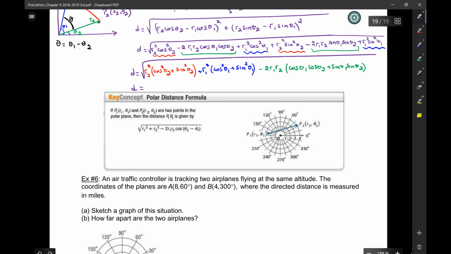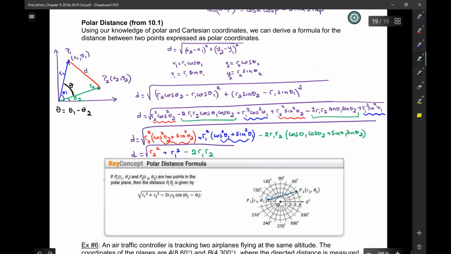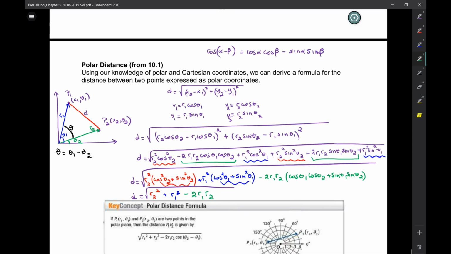D equals, hey guys, what's this in the red parenthesis? Sine squared something plus cosine squared the same thing? It's just 1. Sine squared theta plus cosine squared theta is just 1. So that becomes a 1, and now I just have R2 squared. And what's this thing in the blue? Plus R1 squared, because that's just a 1. Now, minus 2R1 R2. And then it's cosine A minus B.